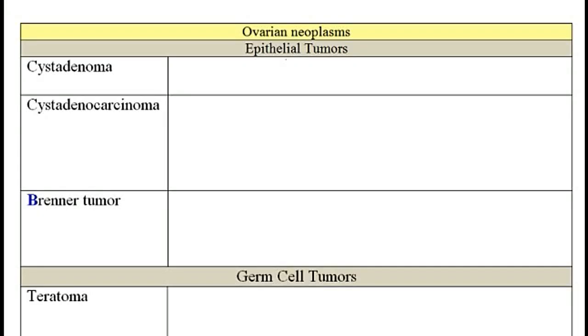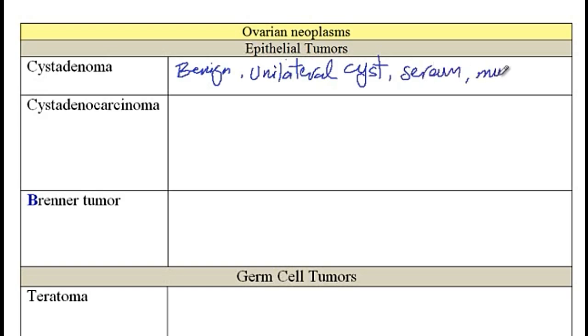In this video, I will cover different forms of ovarian tumors. Cystadenoma is the most common benign tumor of the ovaries that usually presents as unilateral cysts, and it could present as either serous or mucinous.